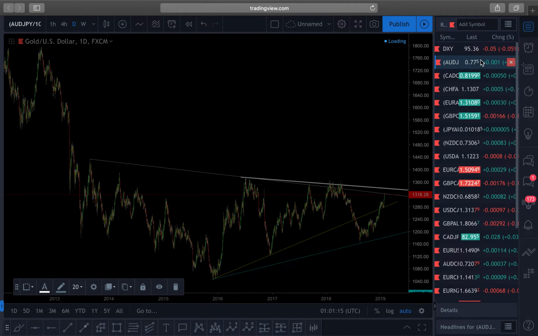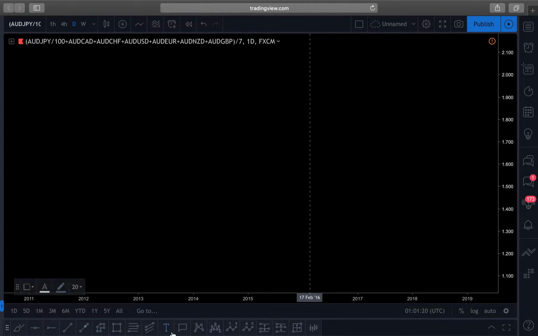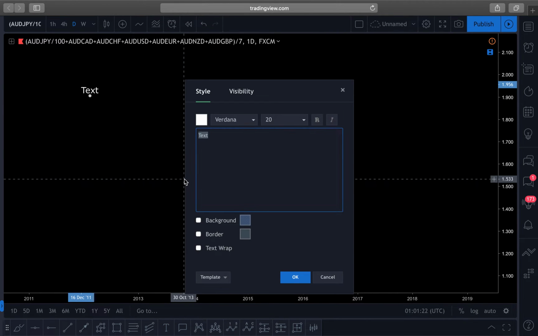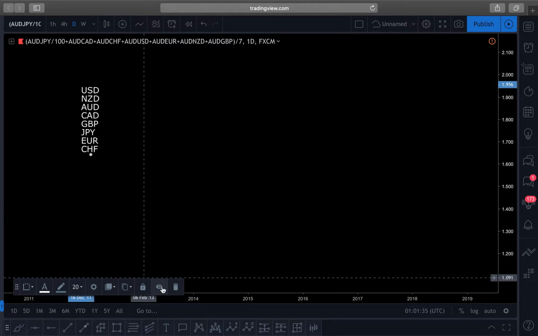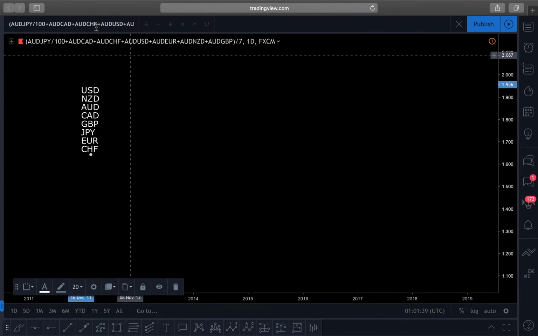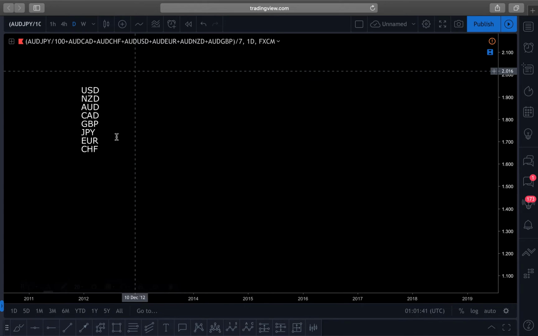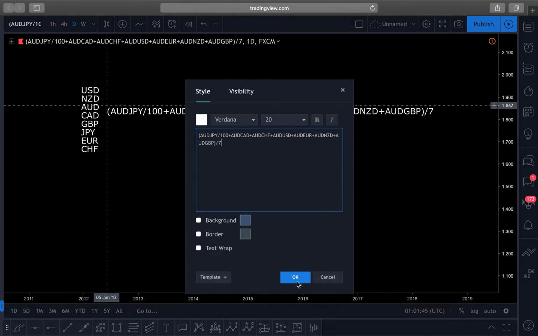Okay, now looking at these indexes again, I'm going to go through it once more. Let me write down all of the 8 major currencies again. US dollar, New Zealand dollar, Australian dollar, Canadian dollar, pound, JPY, euro, and CHF. Now you know how to write for the US dollar. Now you know how to write it for the New Zealand dollar. How about the Australian dollar one? Again, I have it right over here, so I'm just going to copy and paste it and show it to you. Australian dollar, it will look like this.